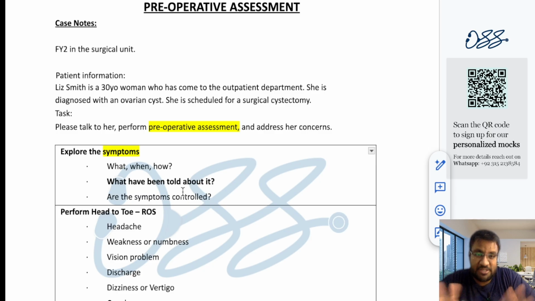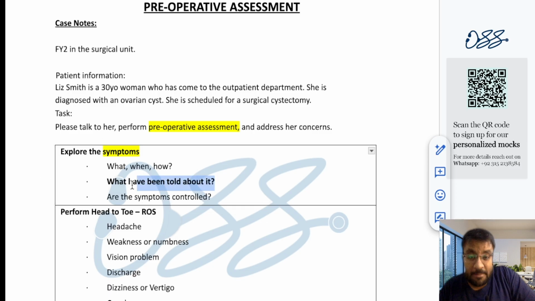Just a couple of questions, just 2 to 3 questions. You should not be spending more than 5 to 10 seconds on this particular aspect. Then what is more important in the first layer is what have you been told about it. What idea do they have?